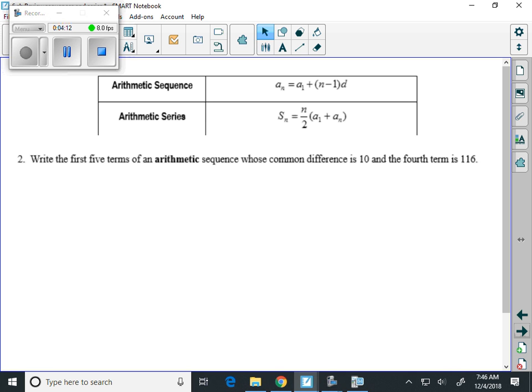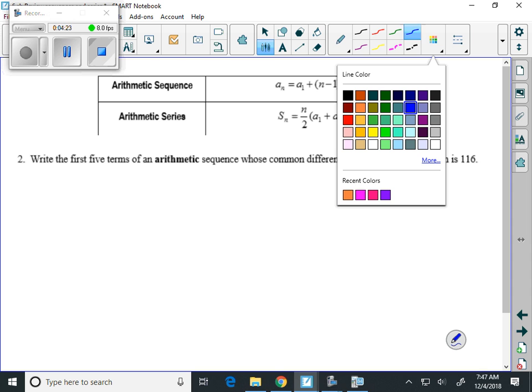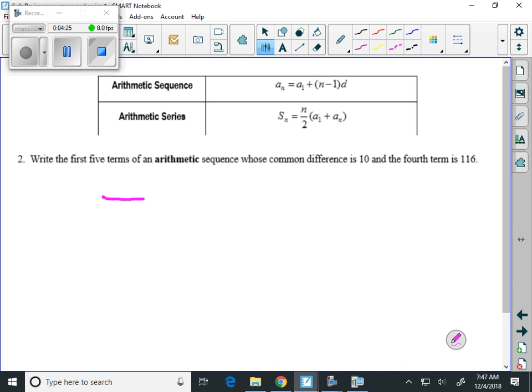Problem number 2 says write the first 5 terms of the arithmetic sequence whose common difference is 10 and the fourth term is 116. What I recommend on this one is we start with 1, 2, 3, 4, 5. That's what we want to get in terms of our answer. It says that the fourth term is 116. And now we want to figure out these values.